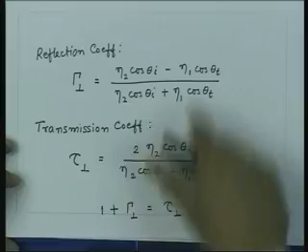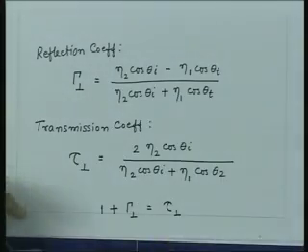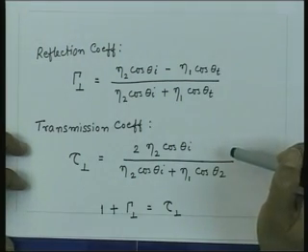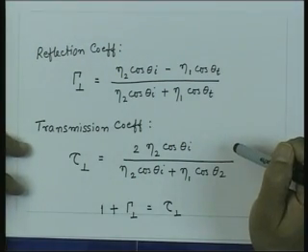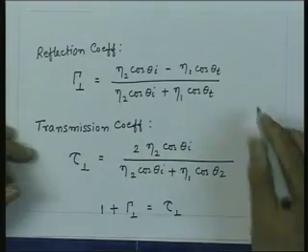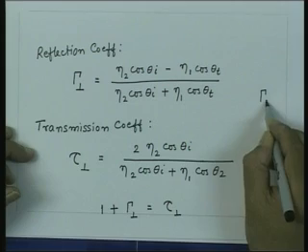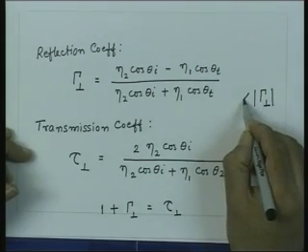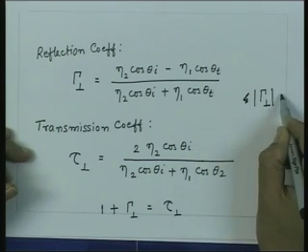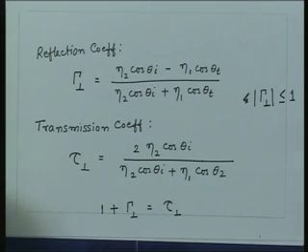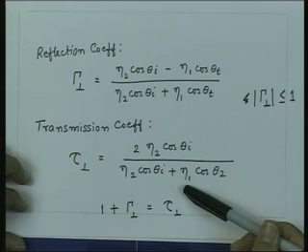A few things can be noted from this expression for the reflection and transmission coefficients. One is that the reflection coefficient is always less than or equal to 1. So, this quantity, mod gamma, the magnitude of this quantity, is less than or equal to 1. Whereas this quantity, which is the transmission coefficient, could be less than 1 or greater than 1.